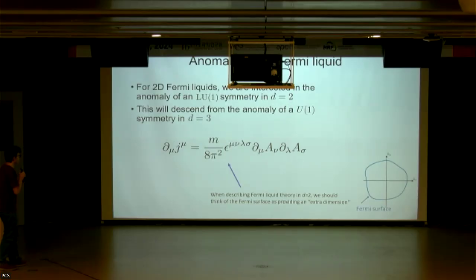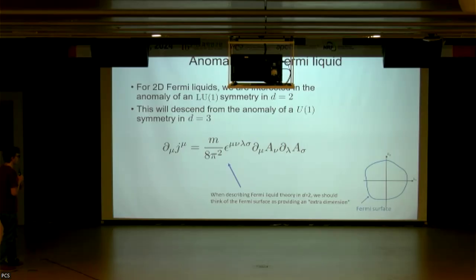And so specifically for 2D Fermi liquids, we're interested in the anomaly of an LU1 symmetry in D equals 2. That will descend from the anomaly of the U1 symmetry in D equals 3. The anomaly equation for that looks like this. This is the same as the anomaly, for example, of a Weyl semimetal in 3+1D. We also call that the chiral anomaly, I guess. And so this will also describe an LU1 anomaly in D equals 2.